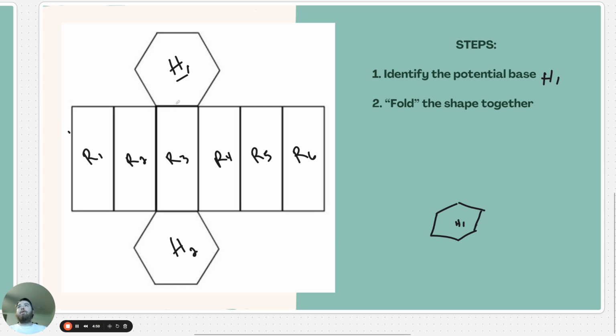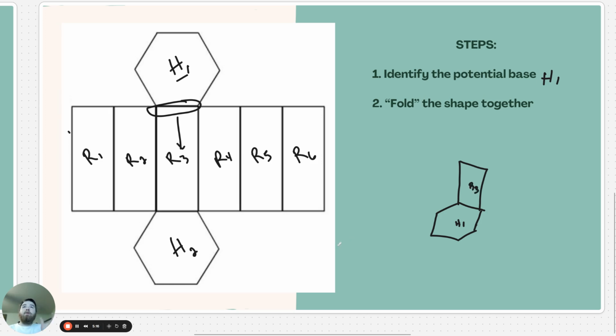Now, we're going to want to fold along this line here first. So we're going to fold that rectangle up. So we'll just go ahead and put this rectangle right up here in the air. So we'll do that right there. And that is connected to rectangle 3. So we'll just say R3 is right here.